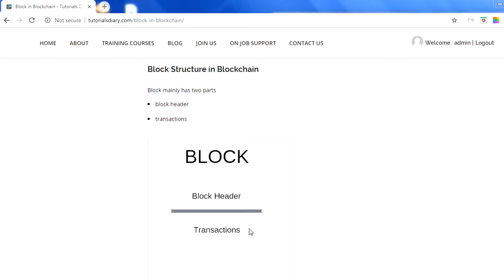What we talked about there is that the transactions being stored in a block are not stored in a linear form, and we don't combine all these transactions.